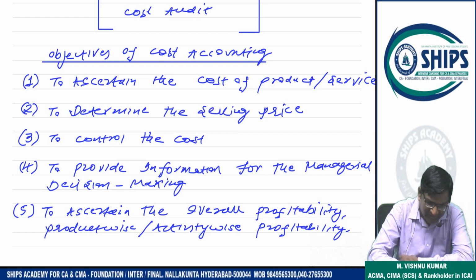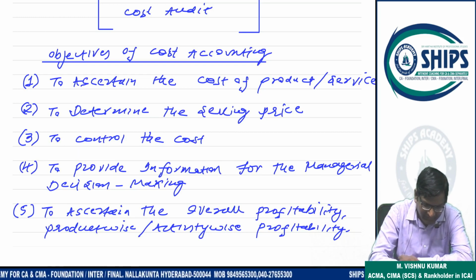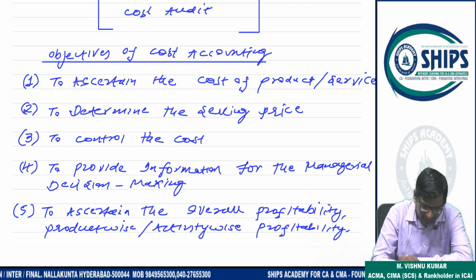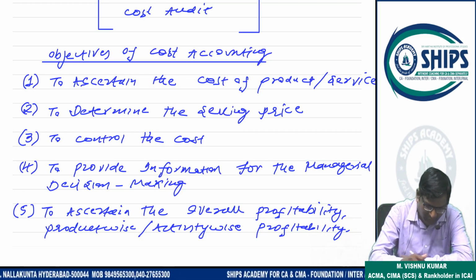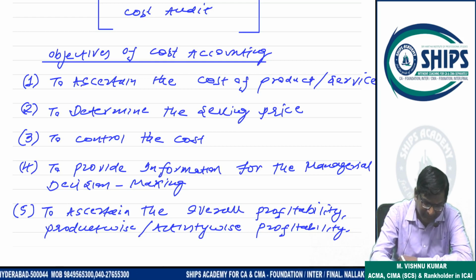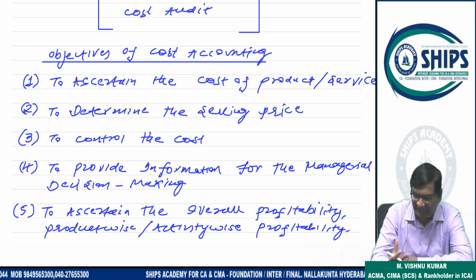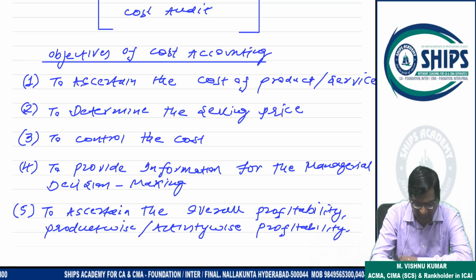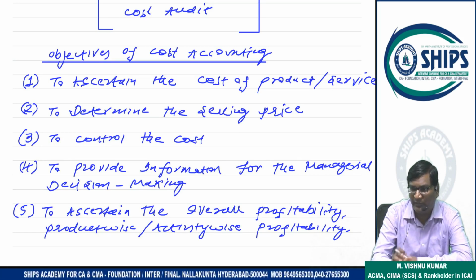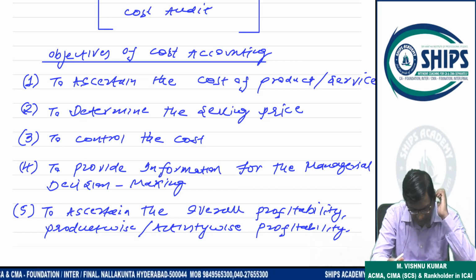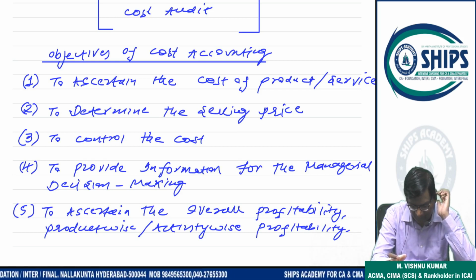So ascertaining the cost of product or service, determining the selling price, cost control, providing information for managerial decision making, then ascertaining the overall profitability, product wise, activity wise. This is your objective. Advantages of cost accounting and objectives of cost accounting are almost all similar. Some extra points will come in advantages, but these points will by default come in the advantages answer also. So the objectives: cost ascertainment, cost control, selling price, information for managerial decision making, profitability analysis.